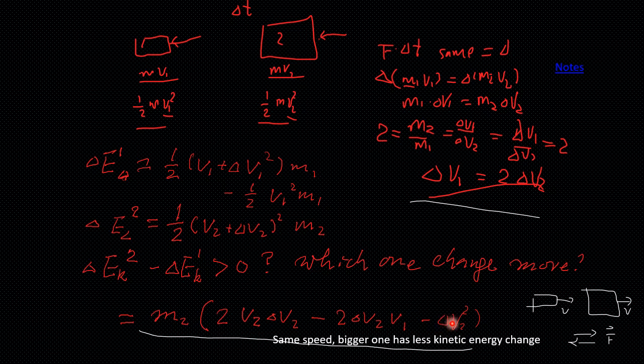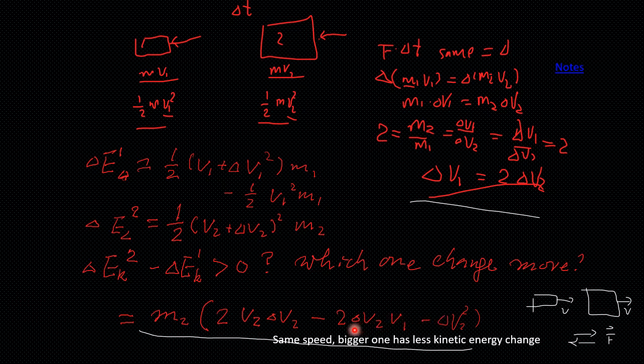Therefore, if you ask which one has the bigger kinetic energy change given the same impulse, it really depends on the velocities: which one is positive, which one is negative, and so on. Say V2 is very large and positive, then there is a positive change. Because of a bigger velocity, there is a bigger change. On the other hand, if V1 is very large and positive, then this will be a negative change, so that will be small.